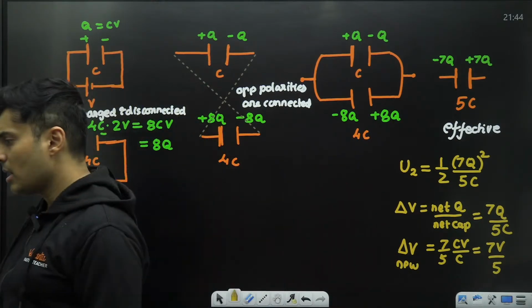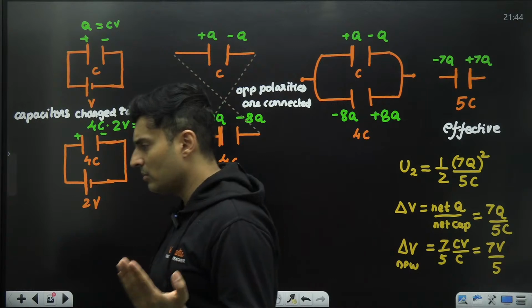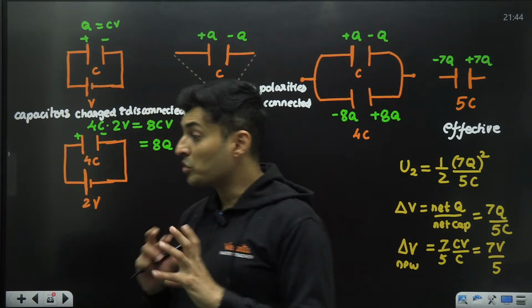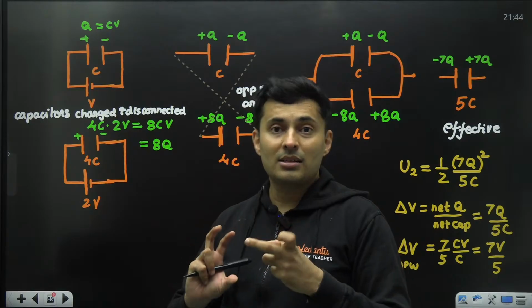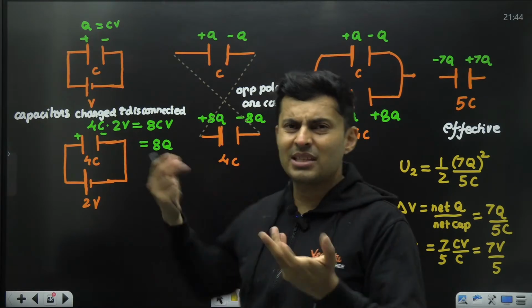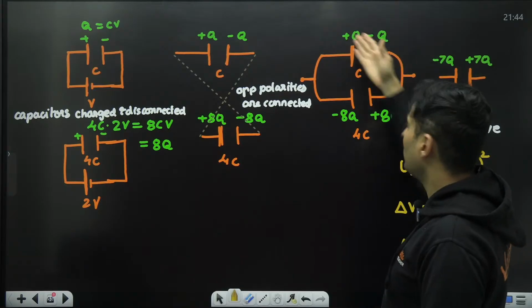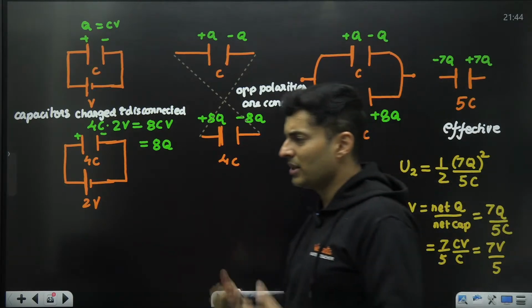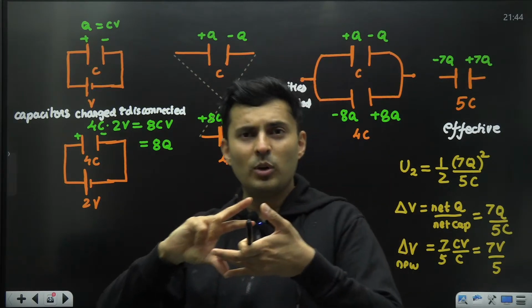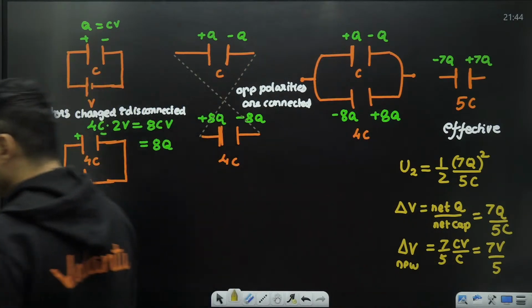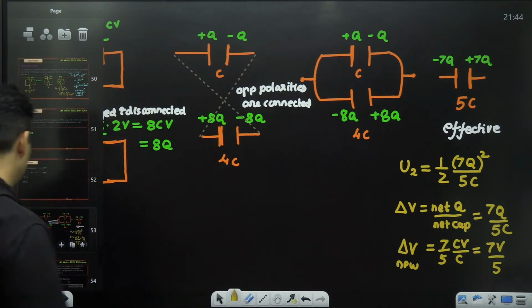Is this clear? How to solve the questions? I think Pavi or somebody had asked this question: how to solve the questions of capacitors connected with opposite polarity. Same polarity, though, is very simple. Instead of 7Q, it will become 9Q. That's the only difference. You will add the charges. When opposite polarities are there, you will subtract the charges to conserve the charge. That's all. Very good. Perfecto.